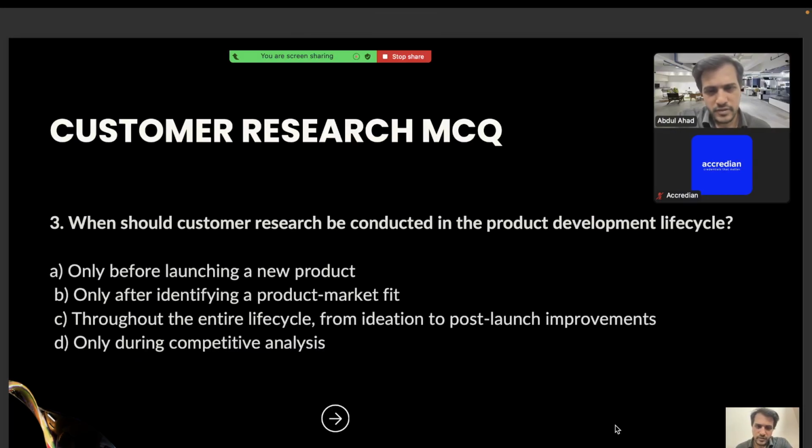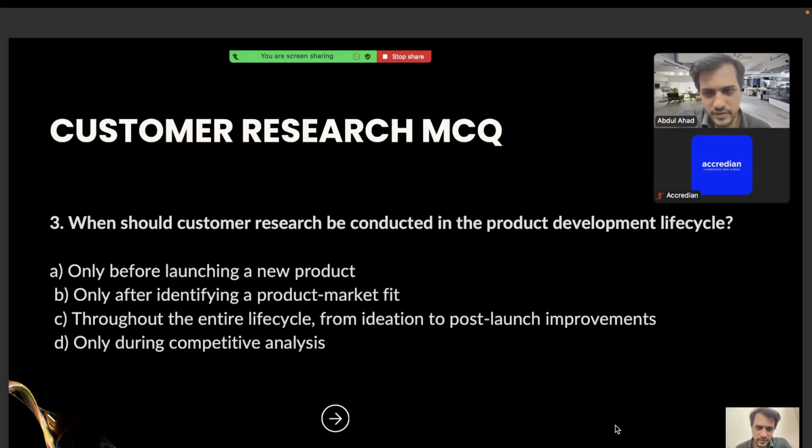3. When should the customer research be conducted in the product development lifecycle? Is it A, only before launching a new product? Is it B, only after identifying a product market fit? Is it C, throughout the entire life cycle from ideation to product post launch improvement? Or is it D, only during the competitive analysis? What do you think is the answer? We're talking about customer research. How often do we do this?